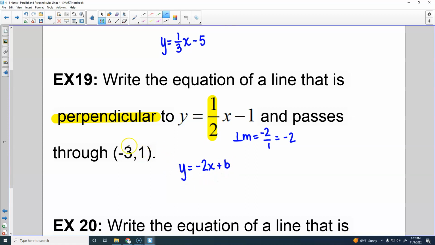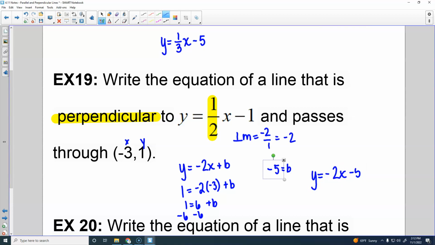So we plug in our x and our y. So we have 1 equals negative 2 times negative 3 plus b. We get 1 equals 6 plus b. We will subtract that 6. So we get negative 5 for our b. And so our slope was negative 2. Our y-intercept is negative 5. Our answer is going to be y equals negative 2x minus 5.